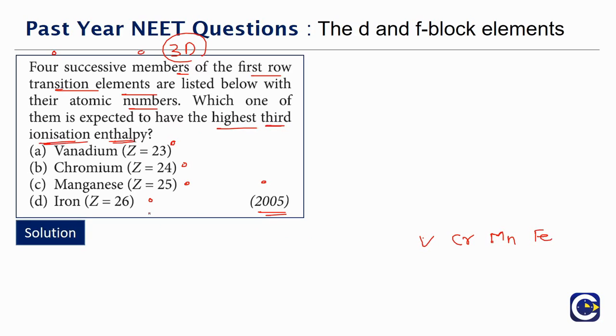See, what do you mean by third ionization enthalpy? Any metal, if it has already lost 2 electrons, it will be a divalent ion. When you remove 1 more electron, that step is what we call the third ionization. So a divalent ion losing an electron to form a trivalent ion, that is the third ionization.